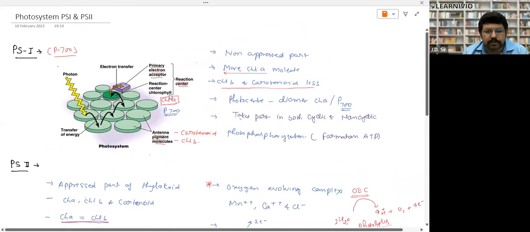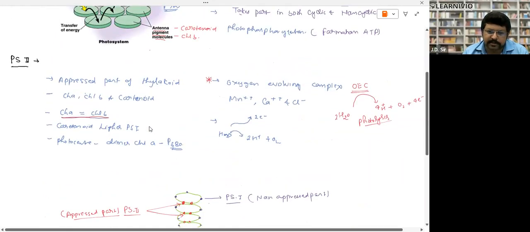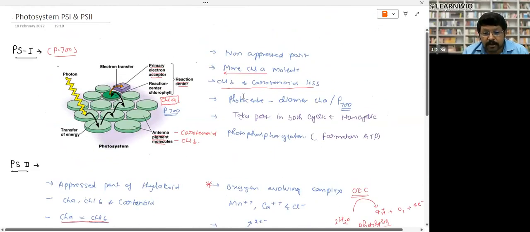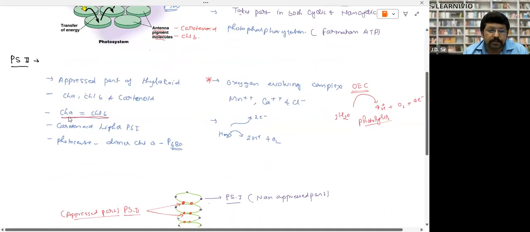Both photosystems have the reaction center, the primary electron acceptor, and antenna molecules. That's it, right? This same diagram is applicable for both of them. PS2 is found in the appressed part of the thylakoid. They have chlorophyll A, chlorophyll B, and carotenoid molecules. Chlorophyll A and chlorophyll B are present in equal amount. In PS1 you will see more chlorophyll A, and chlorophyll B and carotenoid are in less amount, right? This question has been asked in NEET, that's why I have underlined it multiple times. PS2 will have chlorophyll A and B in equal amount, and carotenoids are higher in PS1, right?